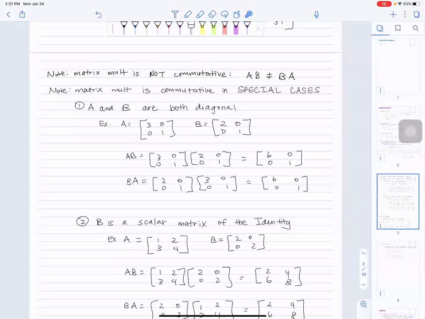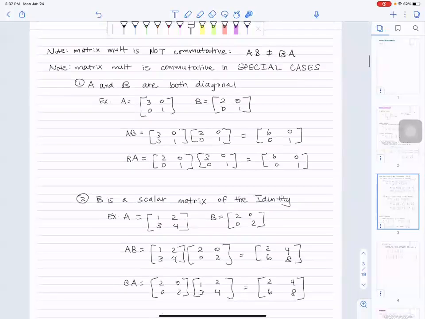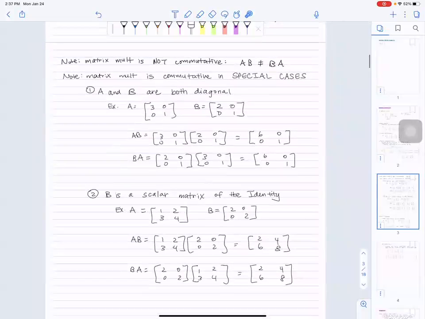Okay, B is this matrix with 2 and 1. You can check that they end up being the same, A B and B A. Oh, sorry. Okay. Yep. And also sometimes it is commutative if B is a scalar matrix of the identity.